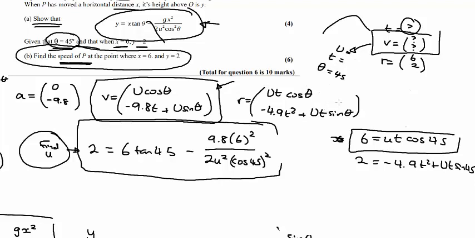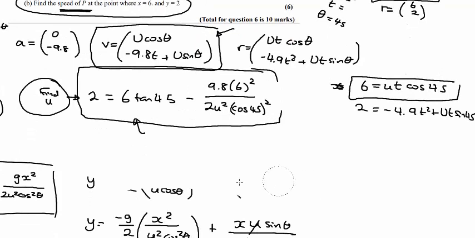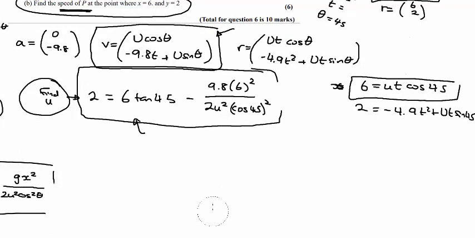To find u, we're going to need an equation which has u only. To find t, we're going to need an equation that has t only. This is the best we have. So let's use this equation to find u, because that's the only thing I can see where I'm going to find u. Yeah, that's better.